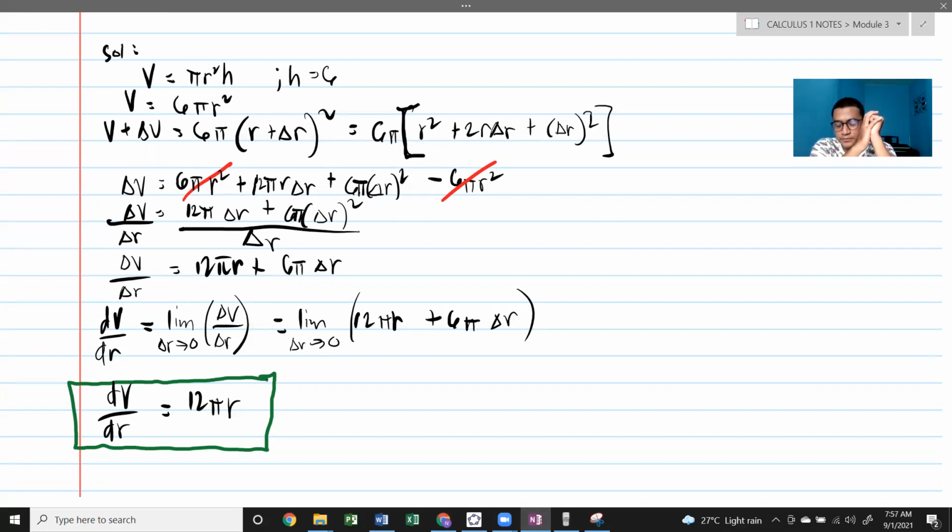Now, in our next module, we will derive formulas for the derivative of algebraic functions so that we will not use this long solution. This is very tedious, but it is important. I want you to be familiarized with this concept before we proceed to the formulas to be used in differentiation.